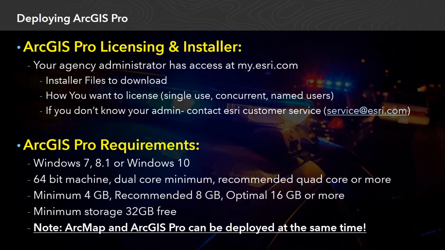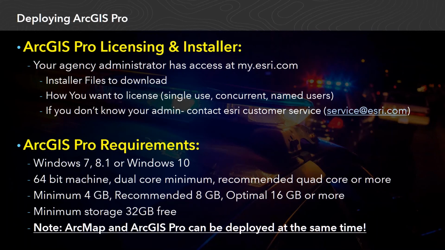For those of you, and we had a number of you who have not yet started to use ArcGIS Pro, that's the place that you'll need to start if you want to be able to use the toolbar. So how do you go about doing that? Well, to get at ArcGIS Pro licensing and installers, you need to talk to the administrator of your Esri licensing at your agency. They're going to have access to something called my.esri.com that enables agency administrators of licenses to get access to installer files and license keys.